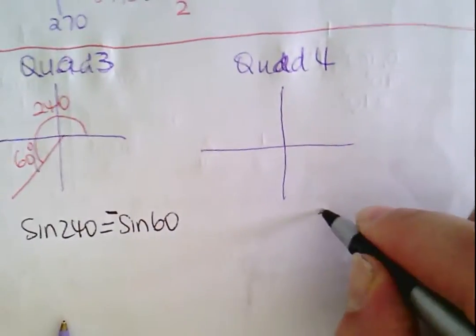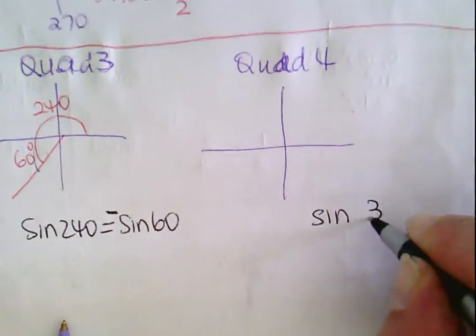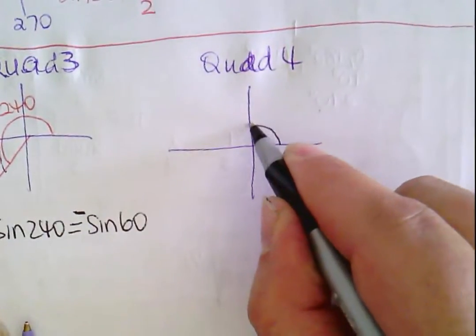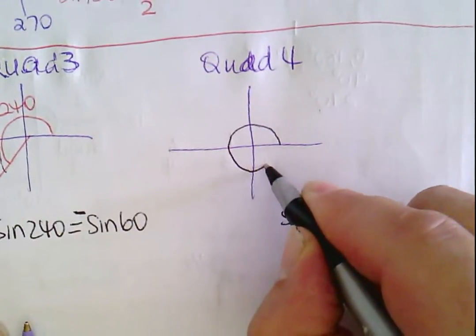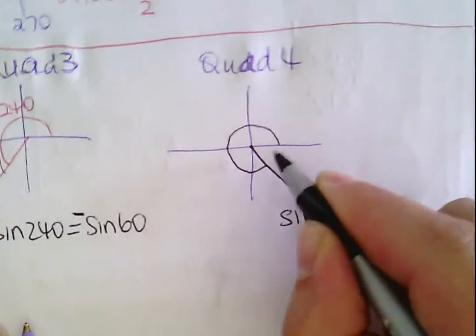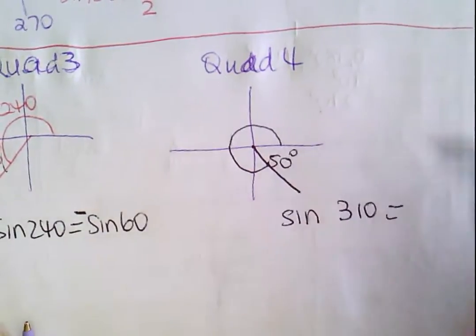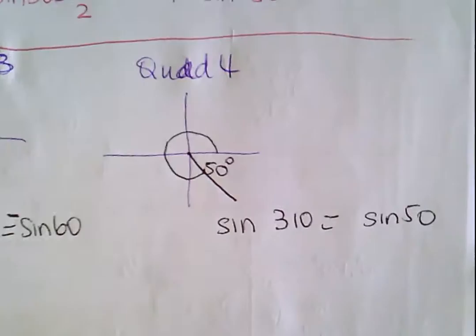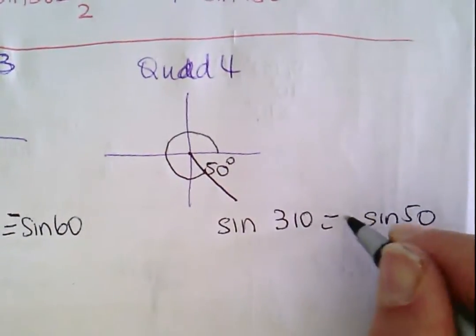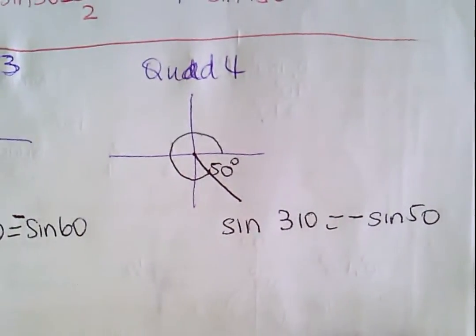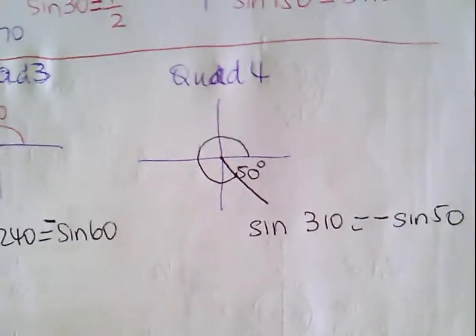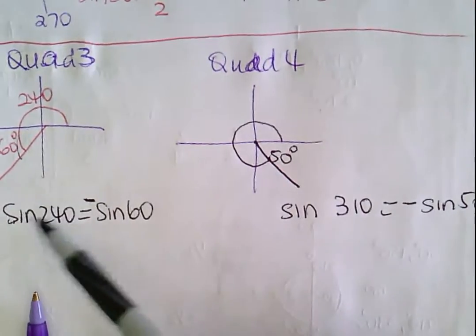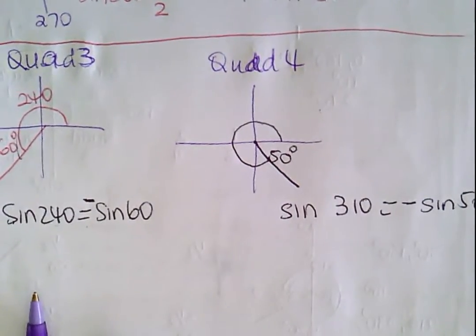Let's say I asked you to work out sine of 310. So I say, how do I get to 310? 90, 180, 270, and a bit more. Well, it is short of 360 by 50 degrees. So sine of 310 is going to be the same as either positive or negative sine of 50. Because sine is negative in quadrant 4, it's negative sine 50. Okay? Please put the negative: sine 240 is the same as negative sine 60.